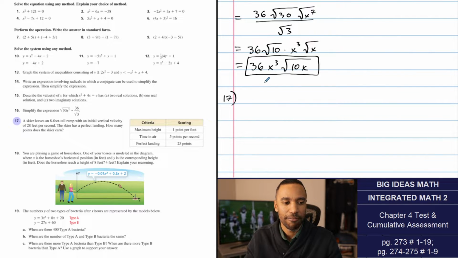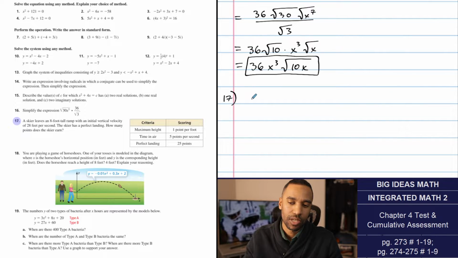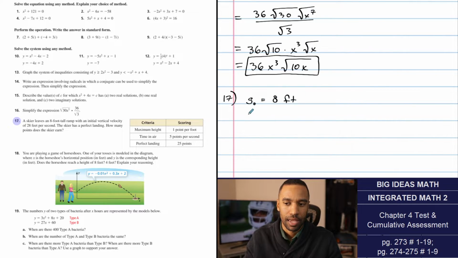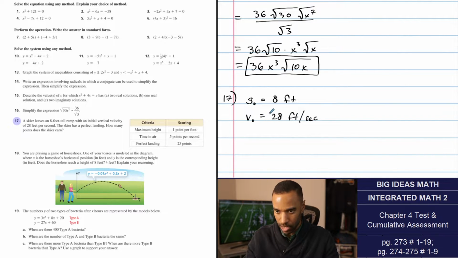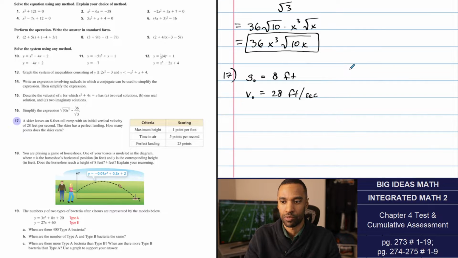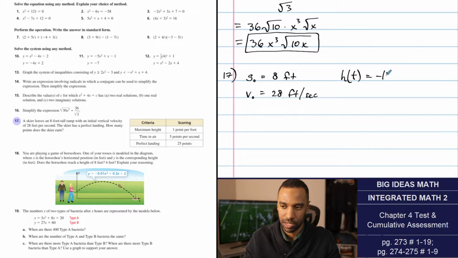All right. A skier leaves an 8-foot tall ramp with initial velocity. So I've been using initial height as h0, but the book's been using s0, so I'm going to do that. Initial height is 8 feet. Initial vertical velocity is 28 feet per second, and it's positive because the skier's going upward. Acceleration due to gravity is -16, so we've seen a lot of that before. The height of the skier with respect to time is -16t squared plus 28t plus 8.